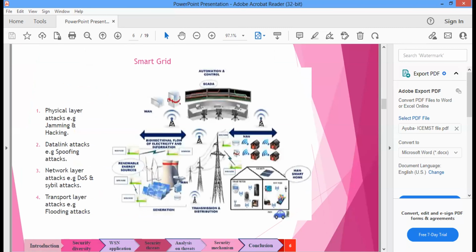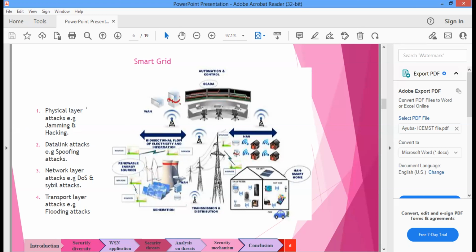This is an example of a smart grid where we have the generation stations here. These are the transmission stations where the data are transmitted to the control center here, where the control center is the one that disseminates the necessary information to the consumers. But the major security threats on this network can be divided into four, based on the layer system.